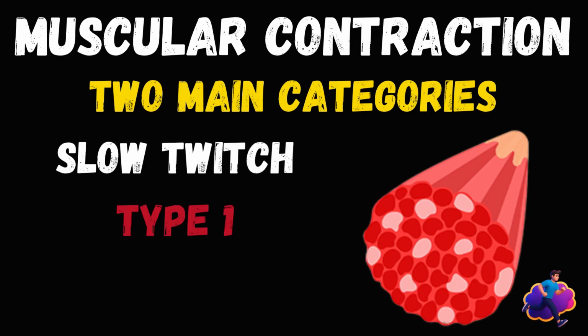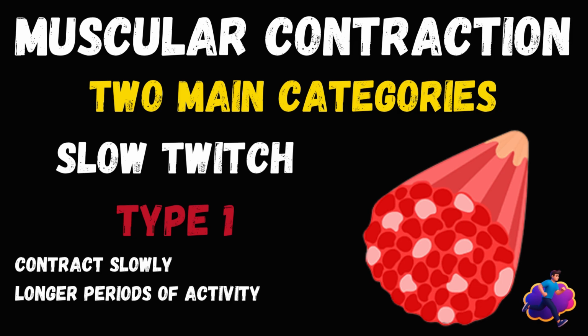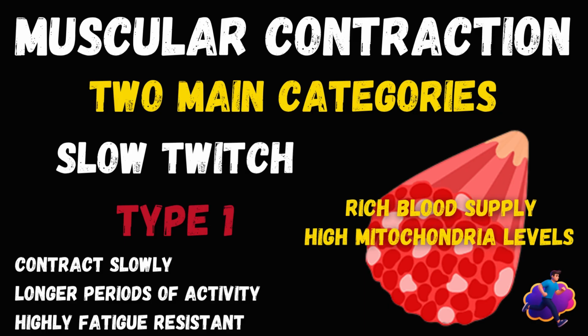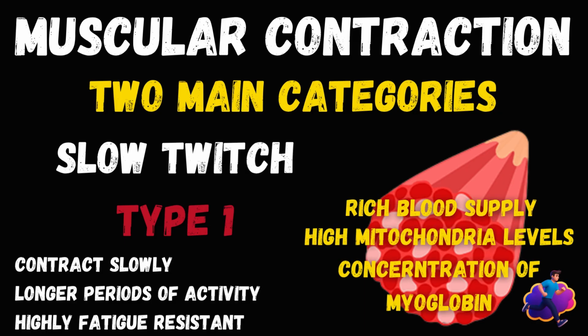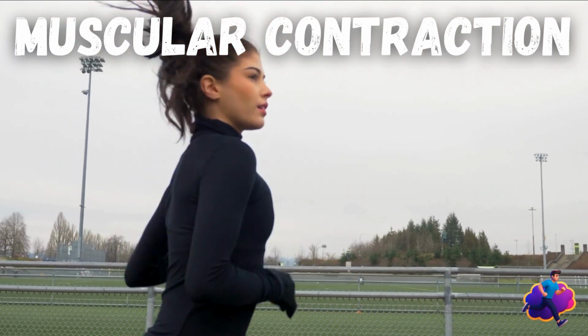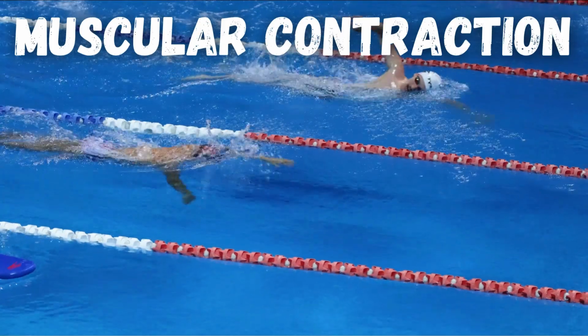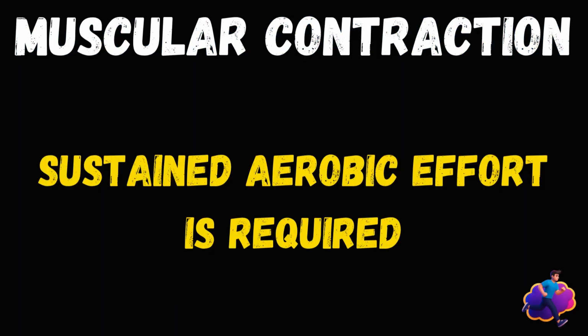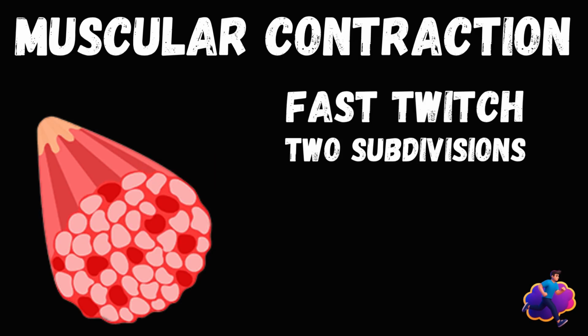Slow twitch fibers, also known as type 1 fibers, contract more slowly but can sustain activity for longer periods. They are highly resistant to fatigue and have a rich blood supply, many mitochondria, and a high concentration of myoglobin. This makes them ideal for endurance activities such as distance running, cycling, or swimming, where sustained aerobic effort is really key. Fast twitch fibers, on the other hand, are divided into two subtypes: type 2A and type 2X.